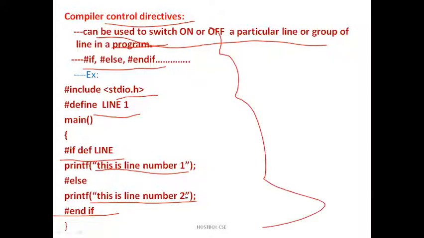So what happened here is that #define LINE 1 is there, so it will go automatically. What is the output of the program now? If you execute the program, it prints this is line number 1, because it is already defined here. So these are all about the preprocessor directives.